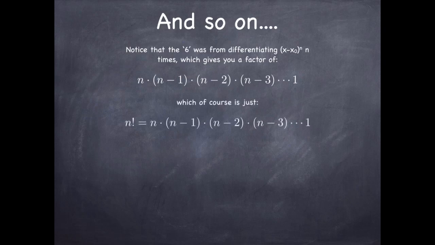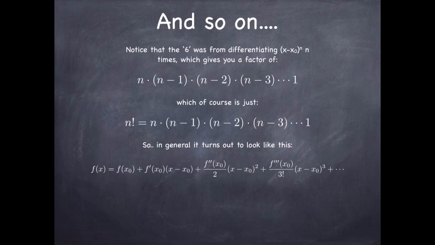That's just n factorial. So in general, if you write this thing all out, what we get is that the Taylor series is nothing other than the nth derivative of f, evaluated at the point of interest, divided by n factorial, times x minus x0 to the nth. That's the general term.